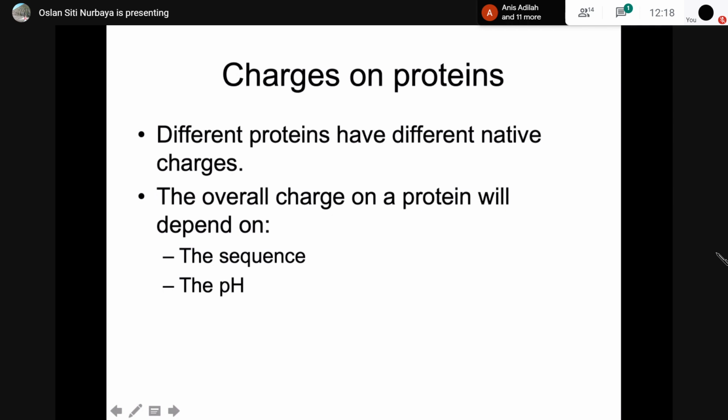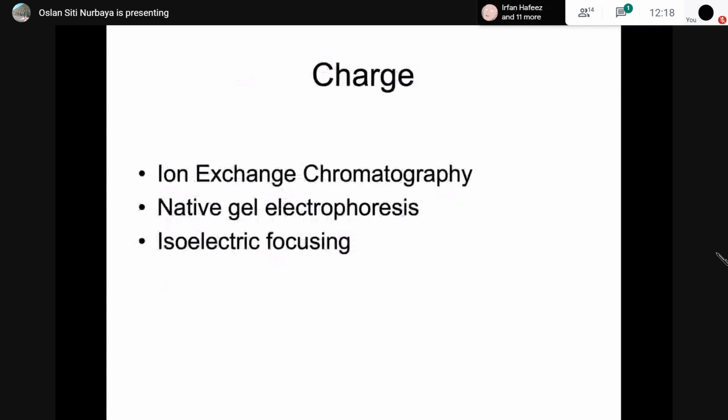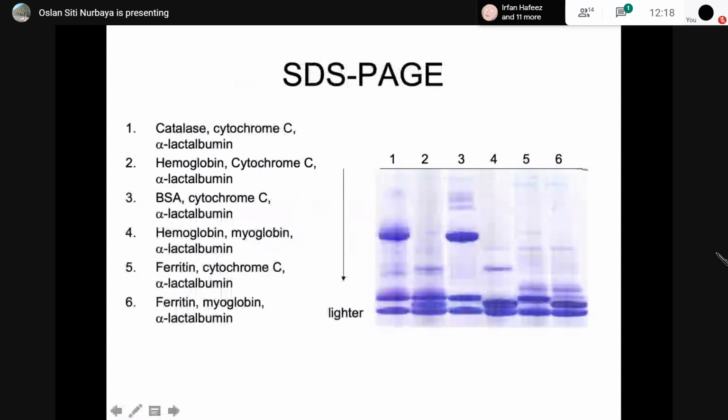Maybe from IEX you have only 20 mil active fraction. So from that 20 mil, what's next? If your 20 mil gives you a really good band of protein, like a single band, like the one that you did for your affinity last time, then that's enough.